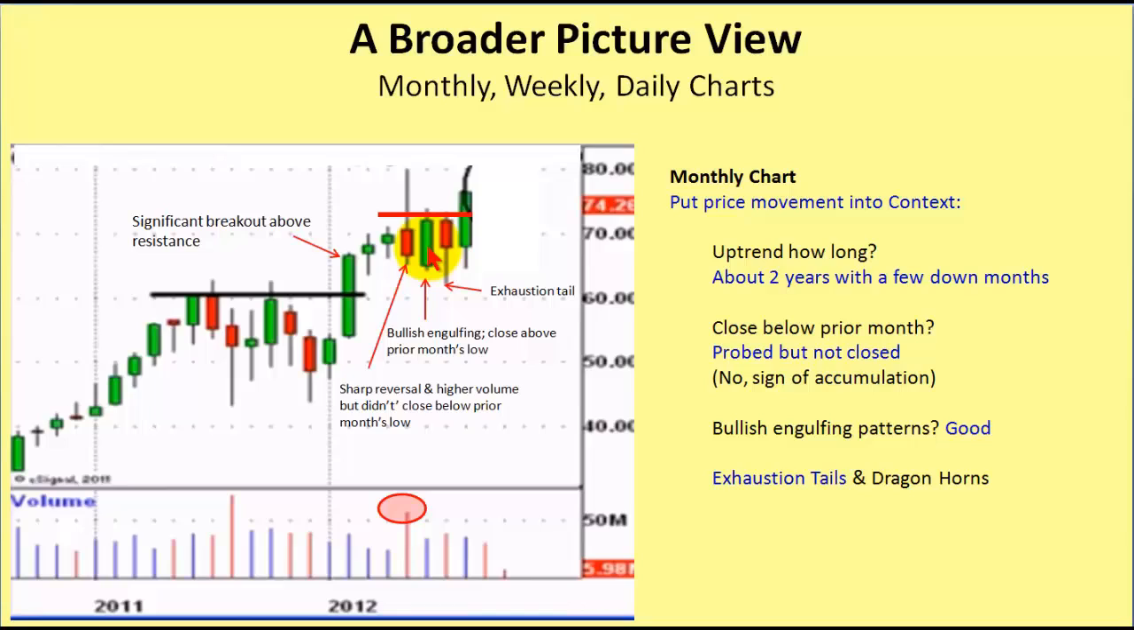The next candle you see is an outside month. It just means the open and the close are higher than the prior month's open and close. It's also known as a bearish engulfing candle, and it did close above the prior month's low. And although those are encouraging signs, it's still no guarantee. So it's important to look at weekly and daily charts also.